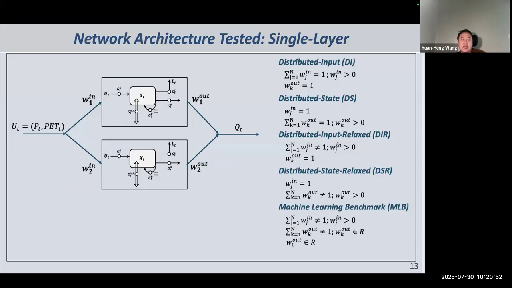And the second case is the DES case, as mentioned. In this case, the input precipitation mass is assumed to be the same for 2 different nodes.